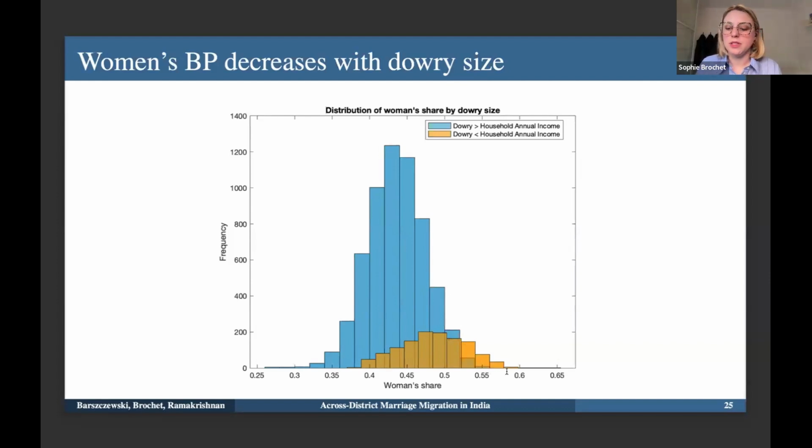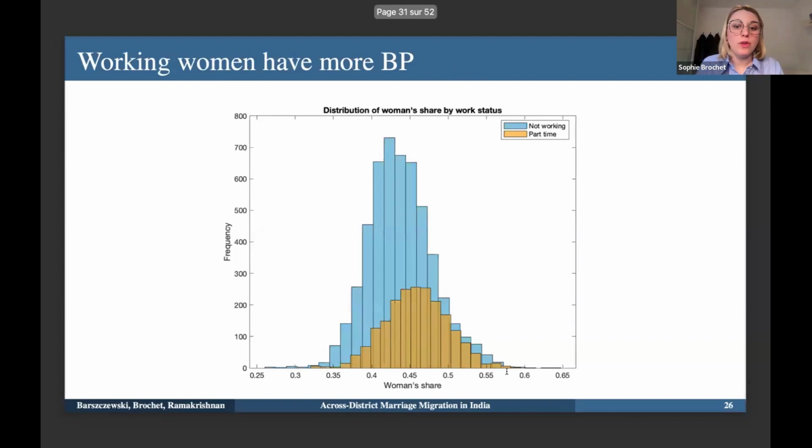Now, we wanted to show you how the sharing goal looks by choice. So for women, for instance, who choose to work part-time rather than not work, you can see here the distribution of the sharing goal. And you can see that women who choose to work seem to have more bargaining power. This also, I think, makes sense intuitively.